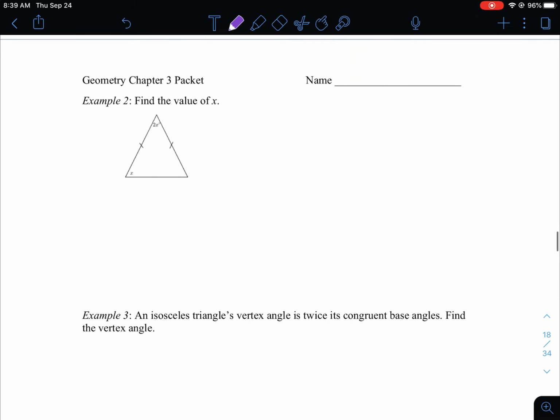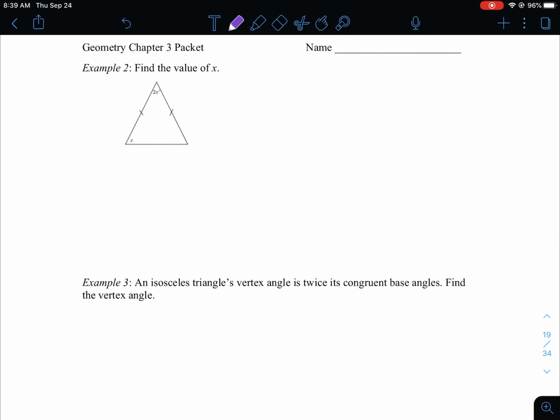All right, let's take a look at example 2. It says find the value of x. So in this case, x is an angle, so we have to get our mindset into angles. All 3 angles of a triangle add up to 180. So they only gave me 2 though.